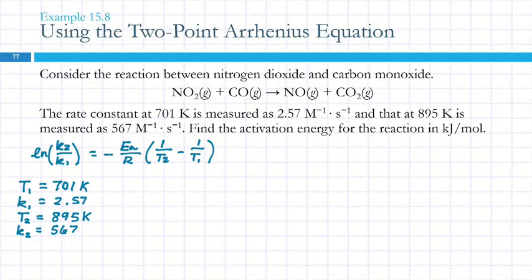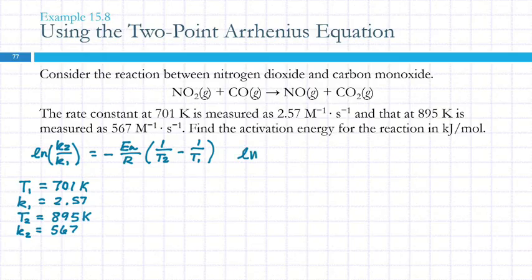Find the activation energy, and they're specifying that they want the units kilojoules per mole. So we need to pair these up correctly. It really doesn't matter which one you call 1 and which one you call 2, as long as they're paired up correctly, okay? So we've got the K's, we've got the T's, we know what R is, we're solving for EA. So let's plug the numbers in.